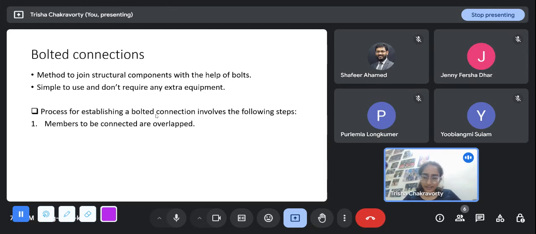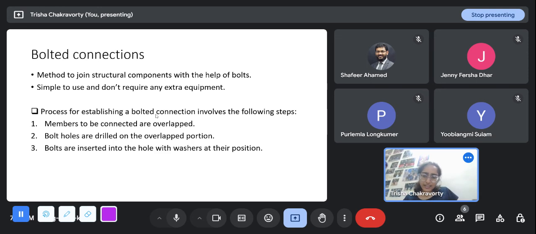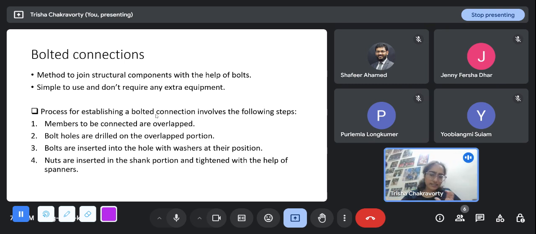The members to be connected are overlapped. Then bolt holes are drilled on the overlap portion. The bolts are inserted into the holes with washers in position. A washer is a thin concentric circle that we apply on this side, so that then the nut is inserted in the shank portion and tightened with the help of a spanner. The washer is a very thin circle inserted in the bolt. It prevents the nut from directly coming in contact with the steel and hurting it.